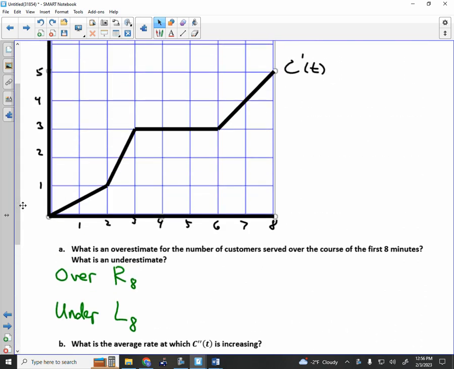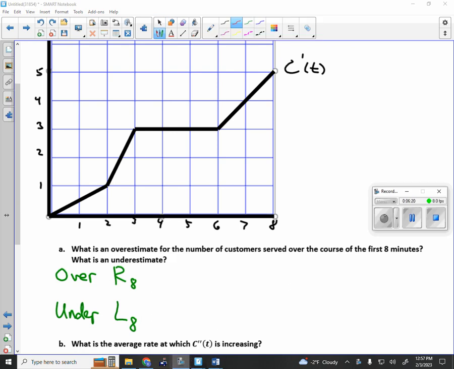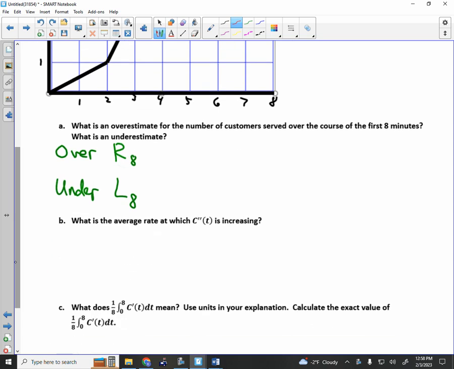Question, do we count half a customer? Yep, you can count half a customer. That's fine. We're going to do R sub 8. R sub 8 is 22.5. Boys and girls, L sub 8. 17.5.